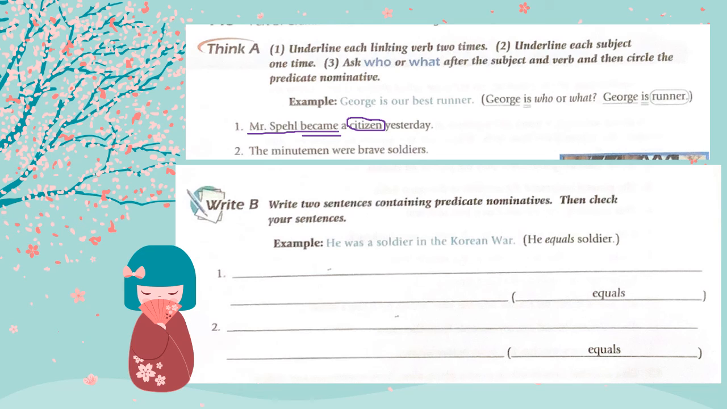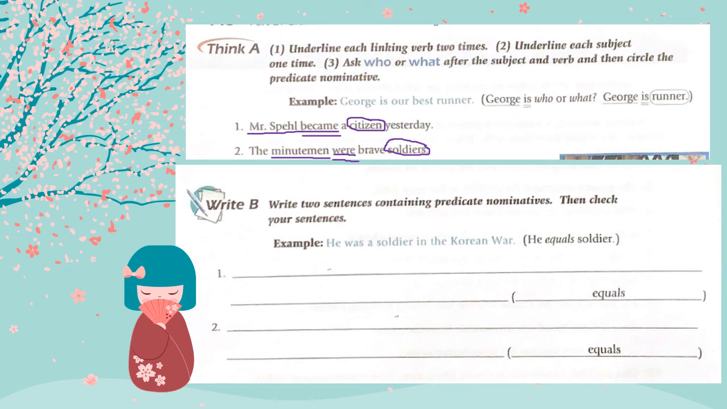Yeah, that's correct. The Minutemen were brave soldiers. What's our verb? Were, that's correct. Who or what were? Minutemen were. Minutemen were what? Minutemen were soldiers. Be careful, it's not brave. Brave is describing soldiers. So Minutemen equals soldiers? Yes.